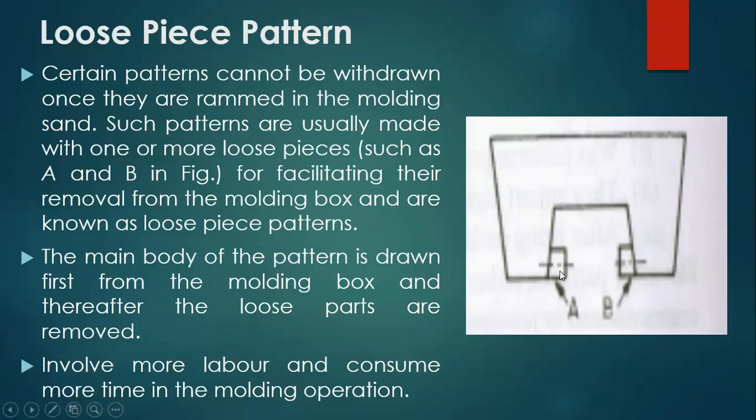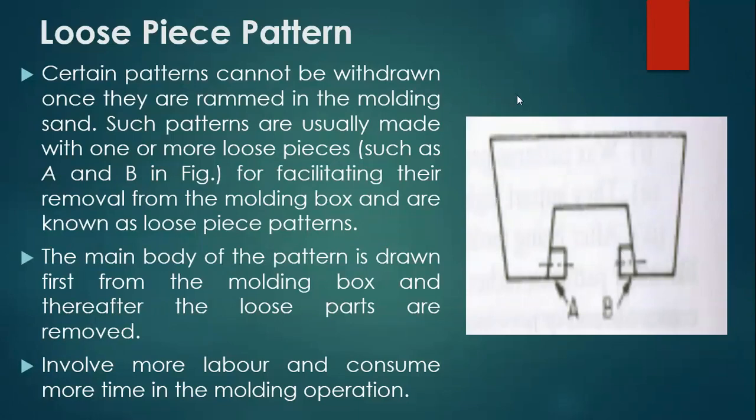And these A and B two parts are loosely attached to the main body of the pattern. Now this pattern has the same shape as the final casting to be made. After ramming, I have to remove this complete pattern from the mold. At that time, there are chances of damaging the mold cavity at the places A and B.